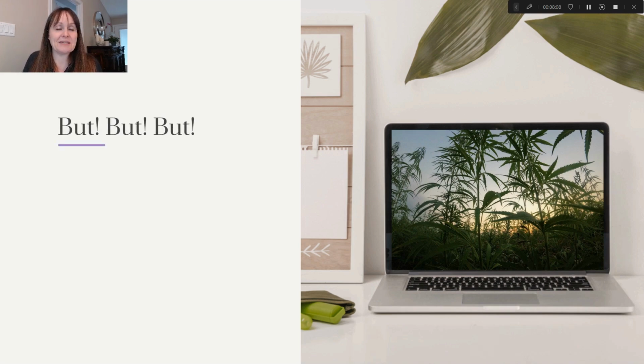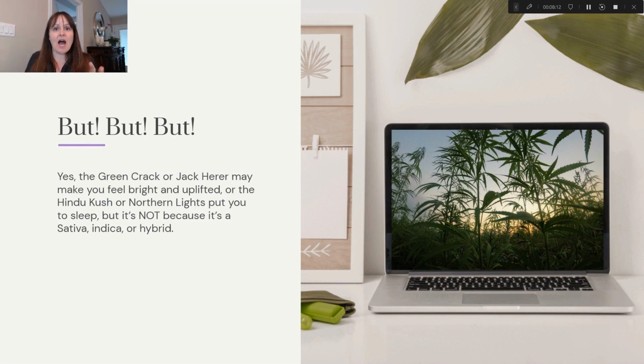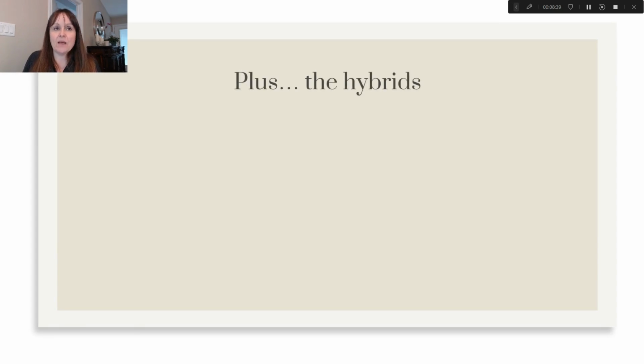And I know some of you are screaming at me through the screen right now, and you're saying, hello, I consume green crack or Jack Herer, and I feel uplifted, bright, ready to roar, or I consume something like Granddaddy Purple or Hindu Kush and feel exhausted. And green crack is sativa and Granddaddy Purple is indica, so that must be what it means. It's not. It's not, and it probably never meant that, and it definitely doesn't mean that now.